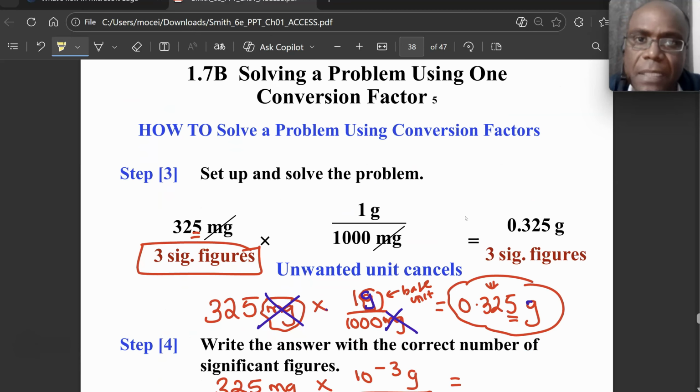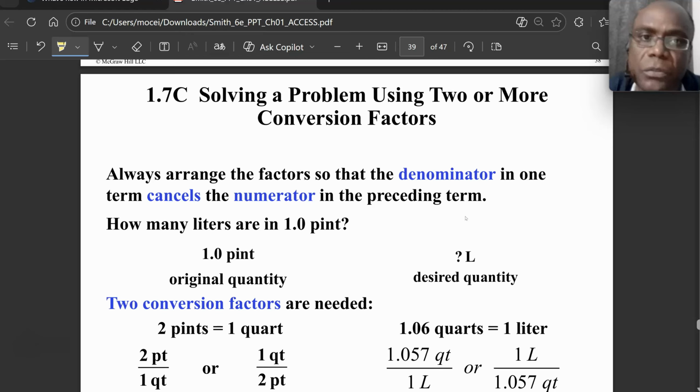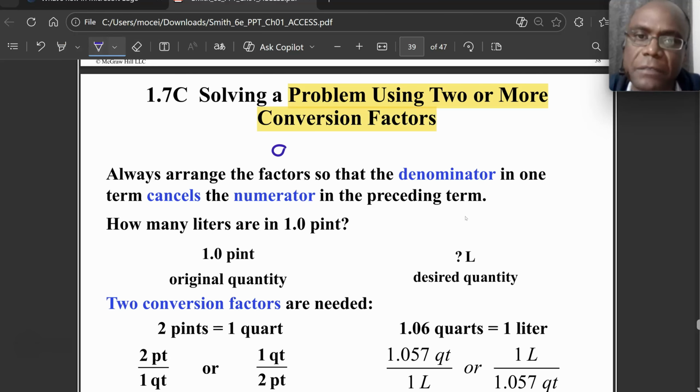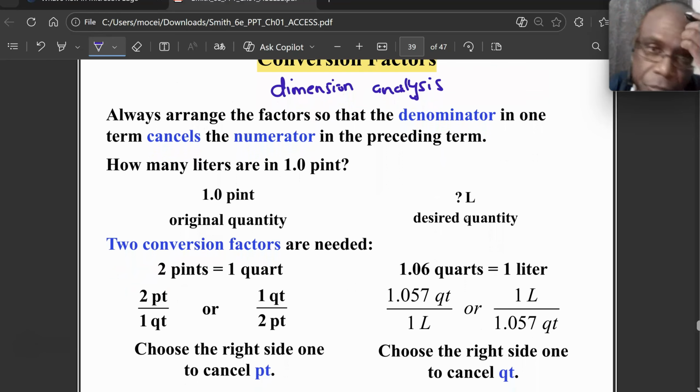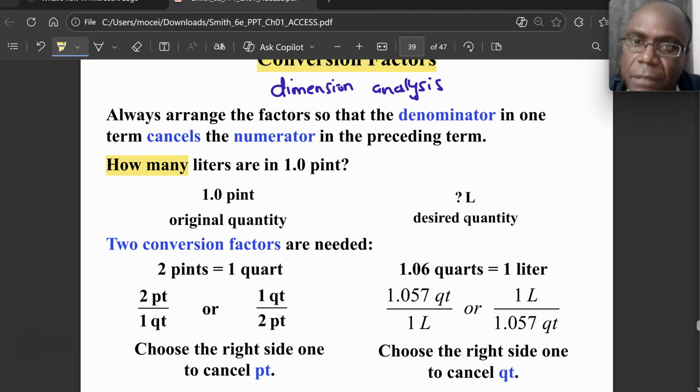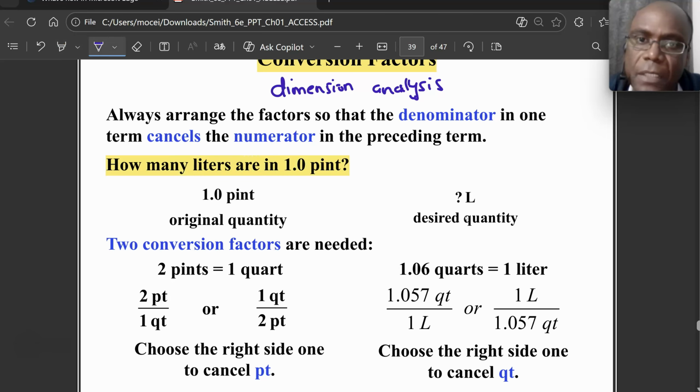There are times when you need multiple of them, which is a problem that will require you to use 2 or more conversion factors in a process that we call dimensional analysis, which is a process of doing the math all in one mathematical sentence instead of breaking it down into steps. You'll do a lot of this in this class, especially in stoichiometry and the moles calculation. All right. So the next question here is asking me how many liters are in 1 pint. Now, a pint is quite small.